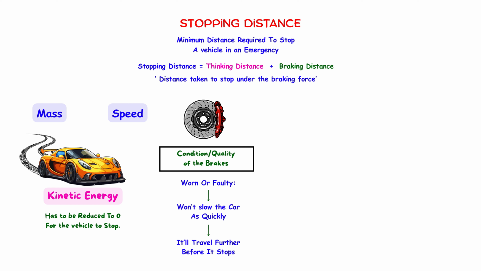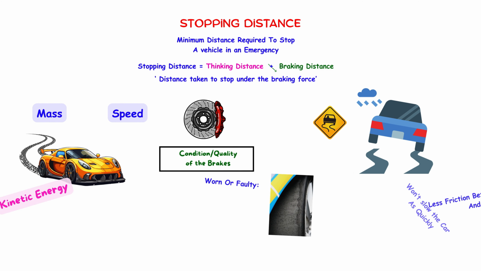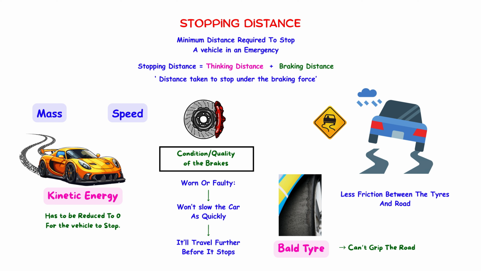The effectiveness of the braking system is also crucial. If the brakes are worn out, damaged, or not functioning correctly, they cannot apply adequate pressure to the wheels. This will result in a longer stopping distance, as the car will not decelerate as quickly. Another vital factor is the level of traction between the tires and the road surface. Slippery conditions such as wet, icy, or snowy roads reduce friction, making it easier for the tires to skid. Similarly, if the tires are bald, meaning they have little to no tread left, they will not grip the road effectively, leading to a significant increase in braking distance.